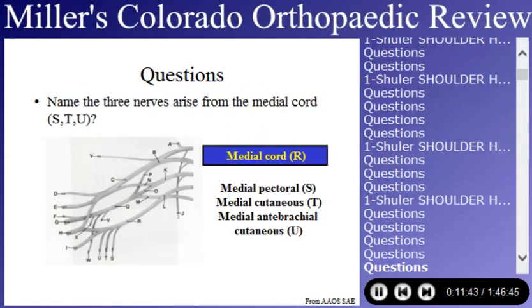Name the 3 nerves, and this is actually some of the PIMP material they do give you. Name the 3 nerves that arise from the medial cord. Medial cord is shown there as R. You have to know the orientation: medial pectoral nerve, medial brachial cutaneous nerve, medial antebrachial cutaneous nerve. And the key testable one out of that is probably medial antebrachial cutaneous. It runs with the basilic vein, and is also injured during elbow arthroscopy portal placement.